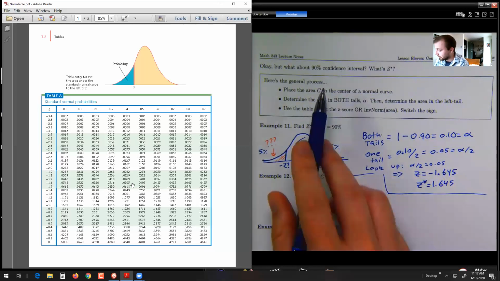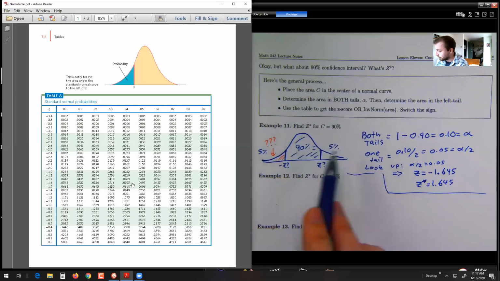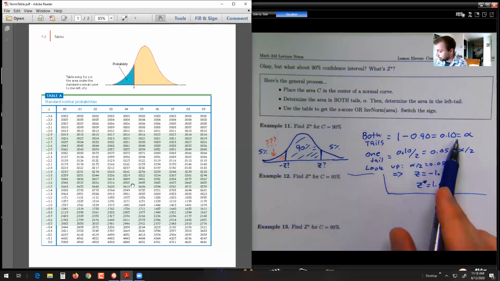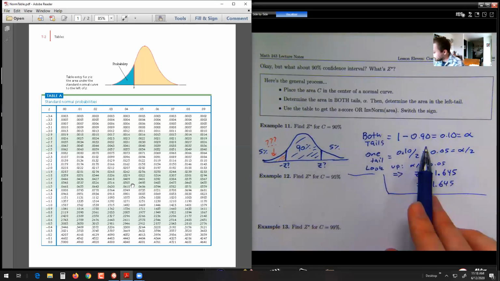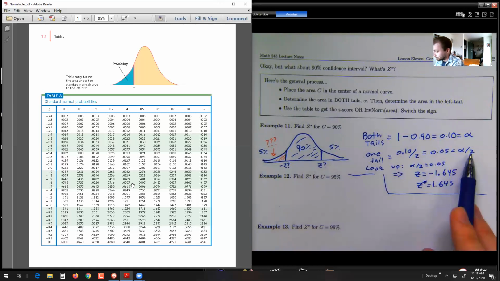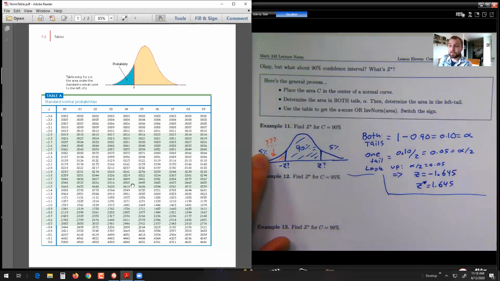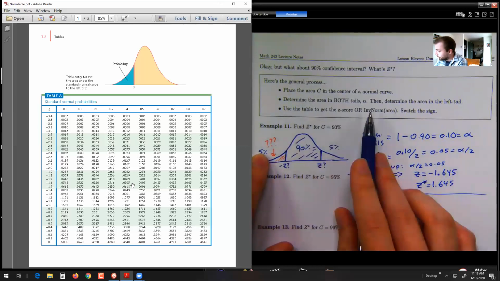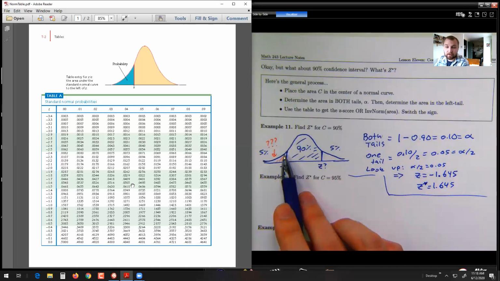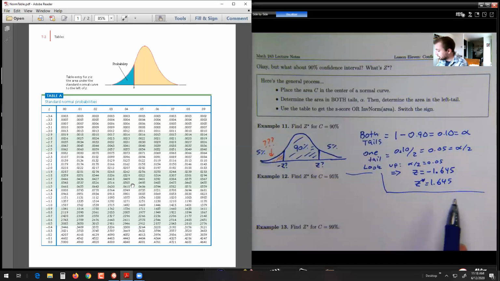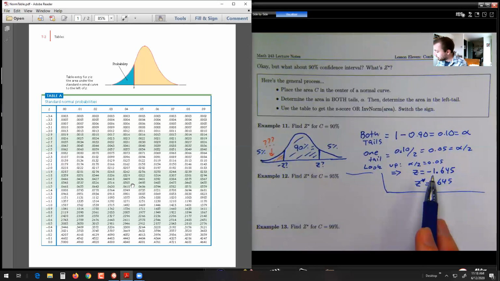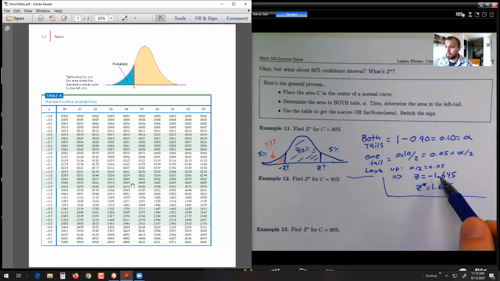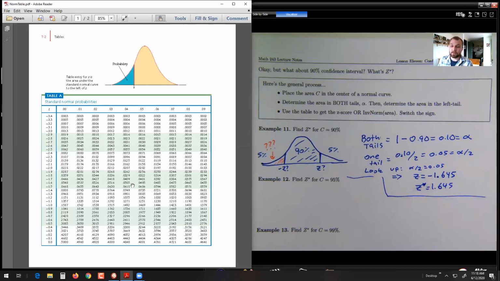So here's my process. I start with the area C in the middle, 90%. I determine the area in both tails, 10%. I split that in half to get the size of just the left tail, because my table is shaded to the left, so it has to be shaded to the left. And then using the table, I go in the inverted normal direction. So I find the area on the inside to get that z-score. And finally, my z star is the amount I go up and down. So I wouldn't say stuff like I'm negative 1 mile away. I would just say I'm 1 mile away.